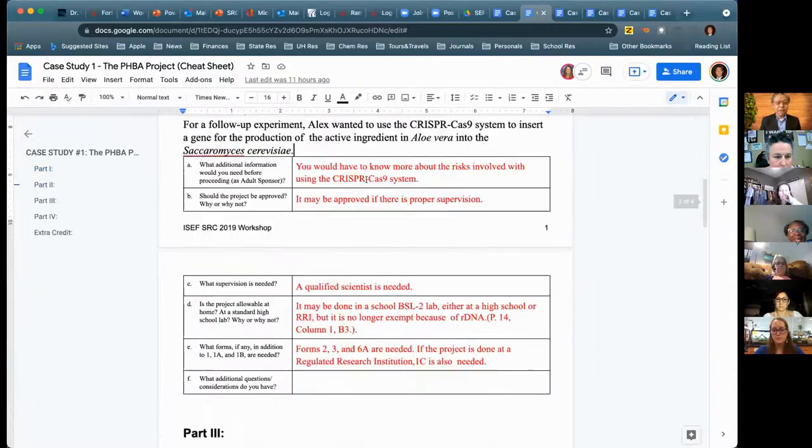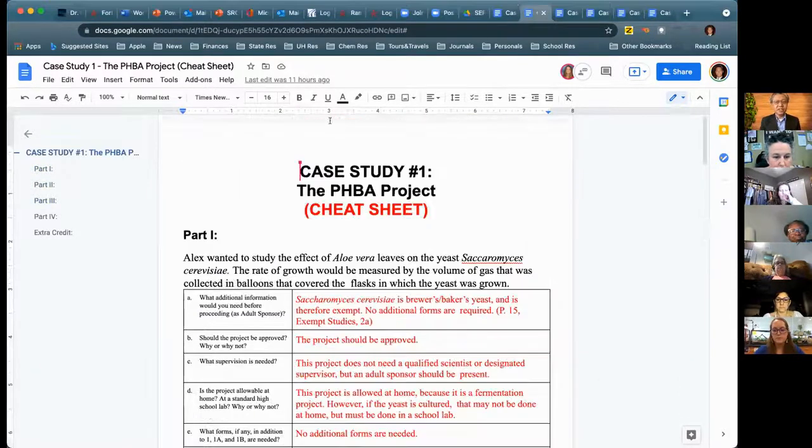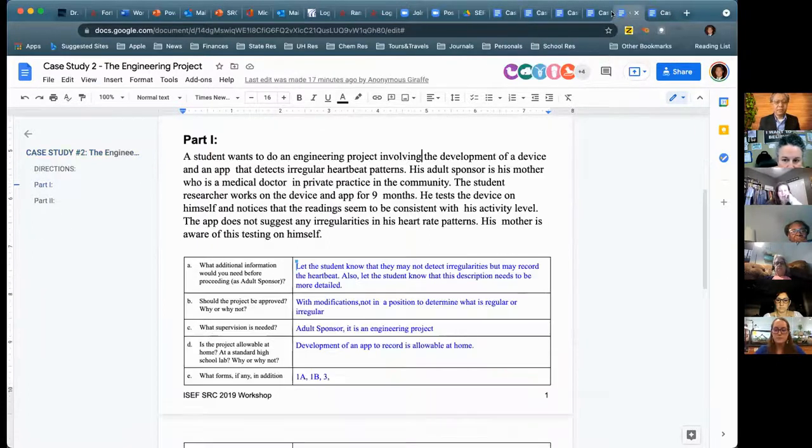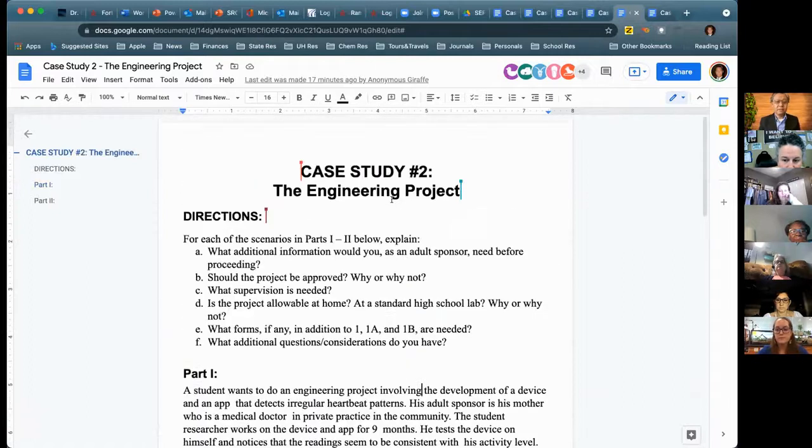There are 3 more parts, but in the interest of time, I am going to jump to the second group, which is the engineering project. Can anyone in that group share your scenario, and I will pull up yours. Is this one? Yeah, the engineering project.